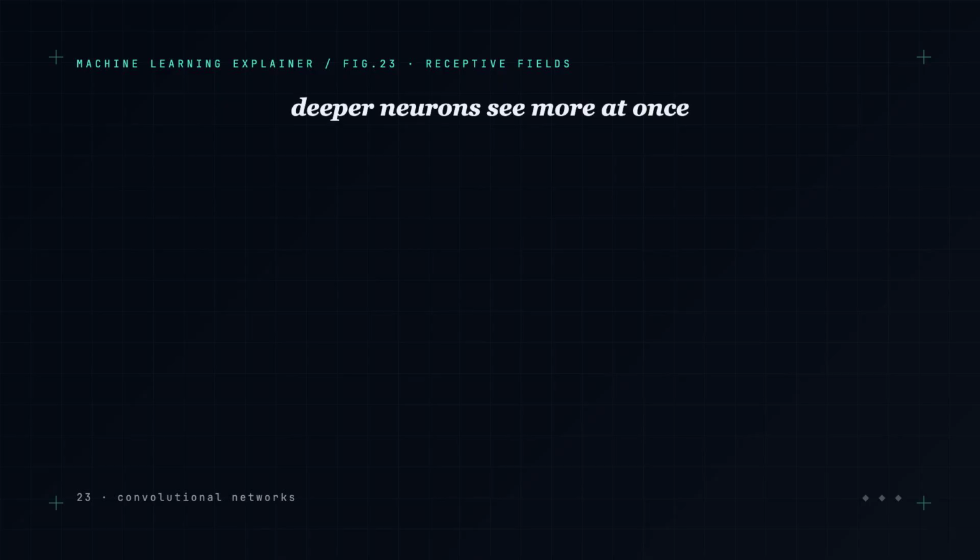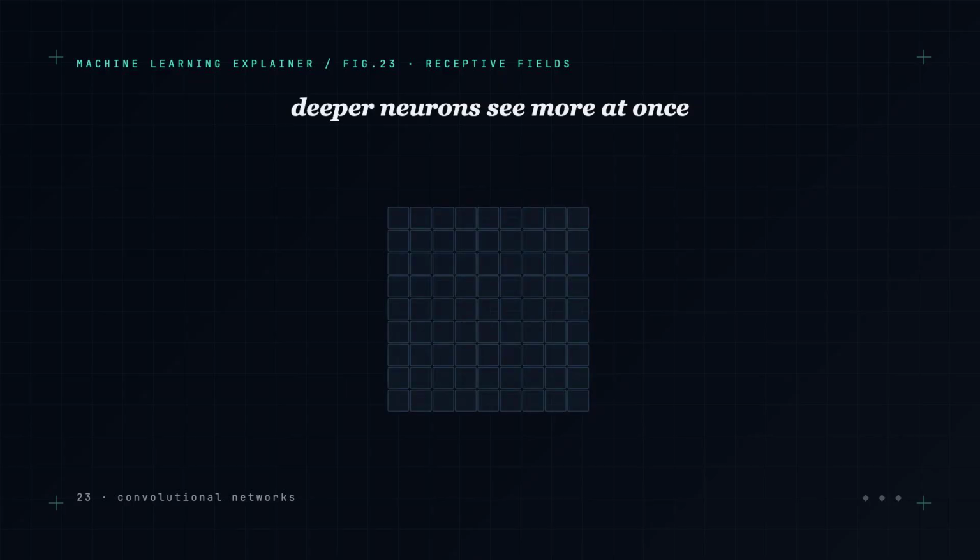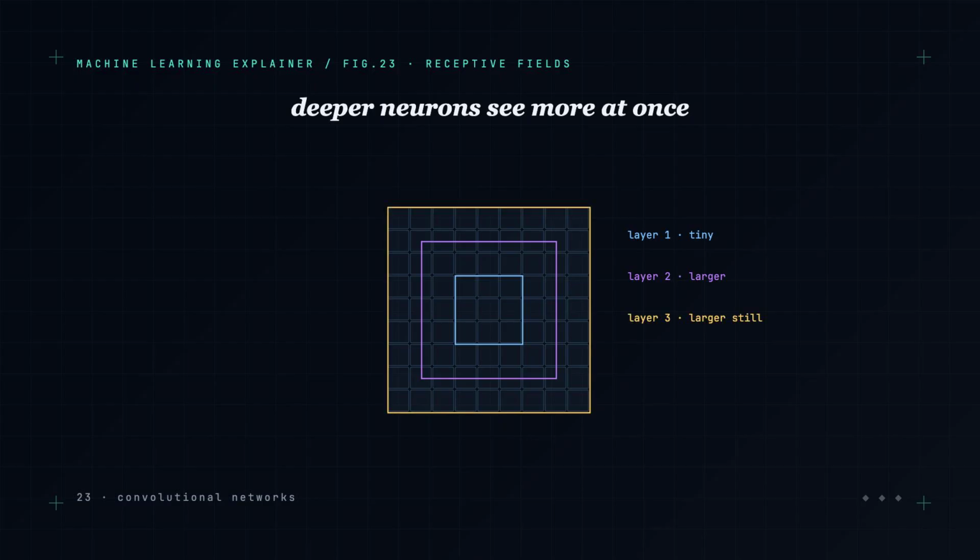Stack convolutional layers and something powerful happens. A neuron in the first layer sees only a tiny patch, but a neuron in the second layer sees patches of patches, a larger region, deeper still, even larger. This growing window is the receptive field. Deeper neurons see more of the image at once, enabling them to recognize bigger things.